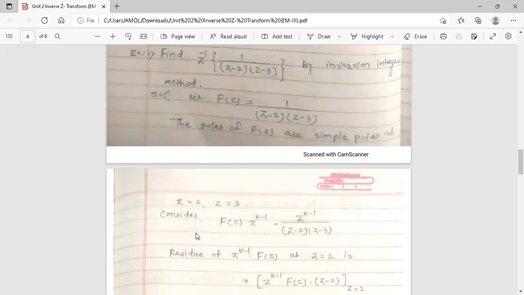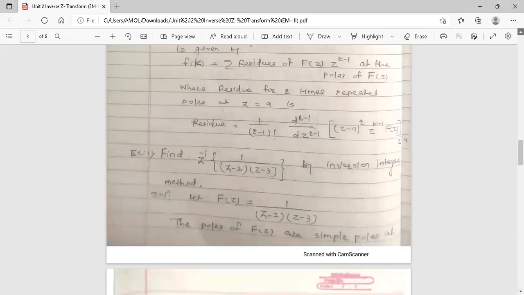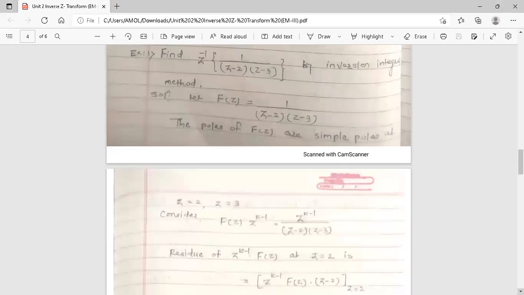Now, see the formula: we find the residue of F of z into z raised to k minus 1 at the poles of F of z. There are two poles, 2 and 3. So you find the term F of z into z raised to k minus 1. Your F of z is 1 upon (z minus 2) into (z minus 3). You multiply it by z raised to k minus 1, so it is z raised to k minus 1 upon (z minus 2) into (z minus 3).